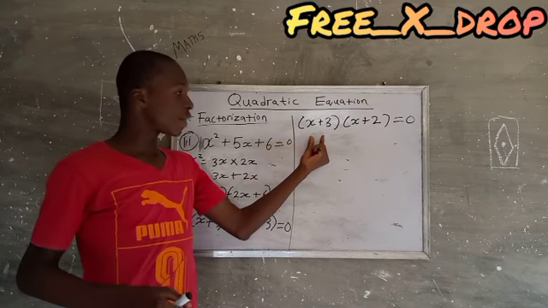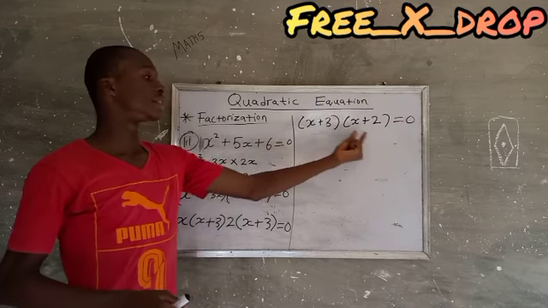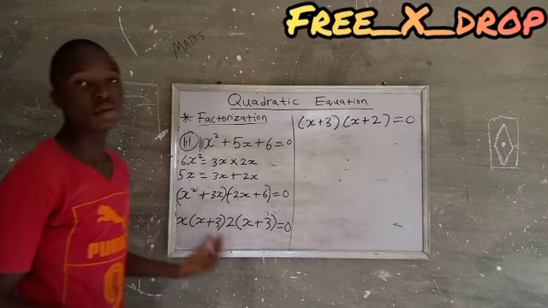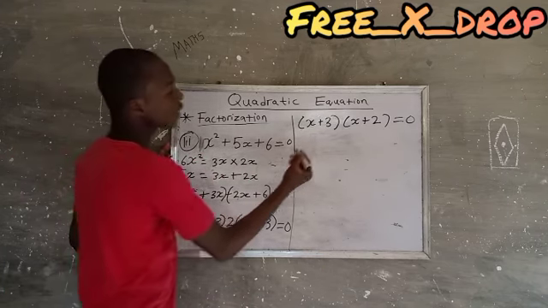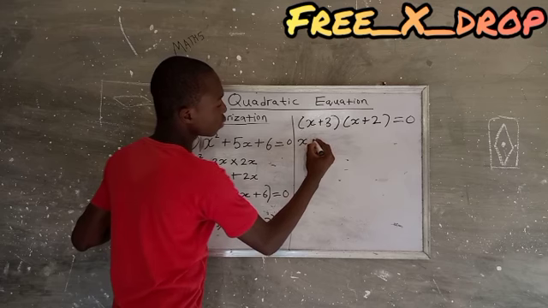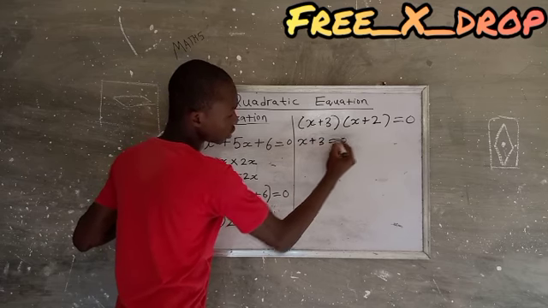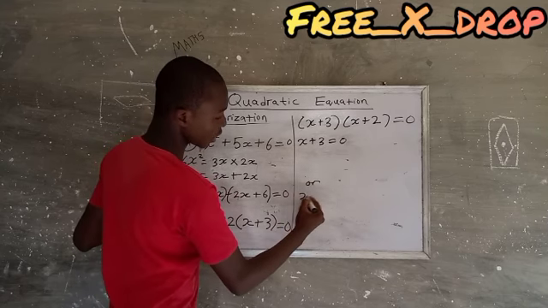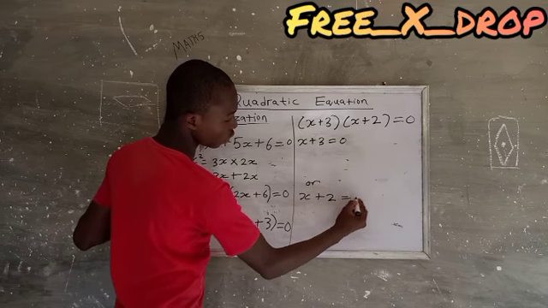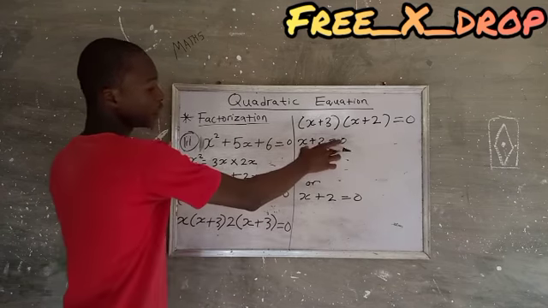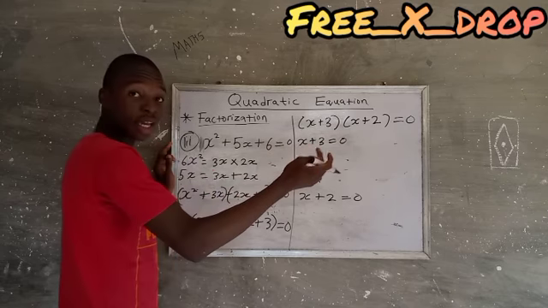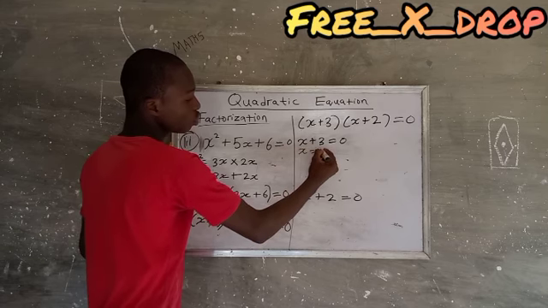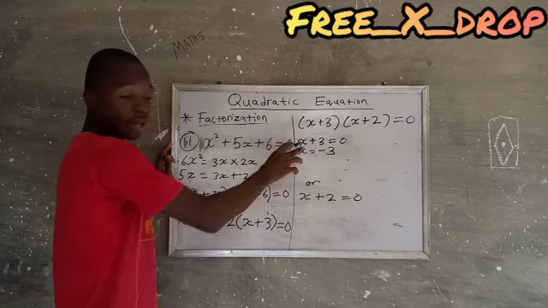Now, we will equate the first bracket to 0 and equate the second bracket to 0. Just the way we did the second case. So now the first bracket is x plus 3 equal to 0. Or the second bracket is x plus 2 equal to 0. Now, let's finish this. If x plus 3 is equal to 0, now what is x? Just the way I taught you in a simple equation, you move this one to this side, it will be x equal to minus 3. So now your x is minus 3.